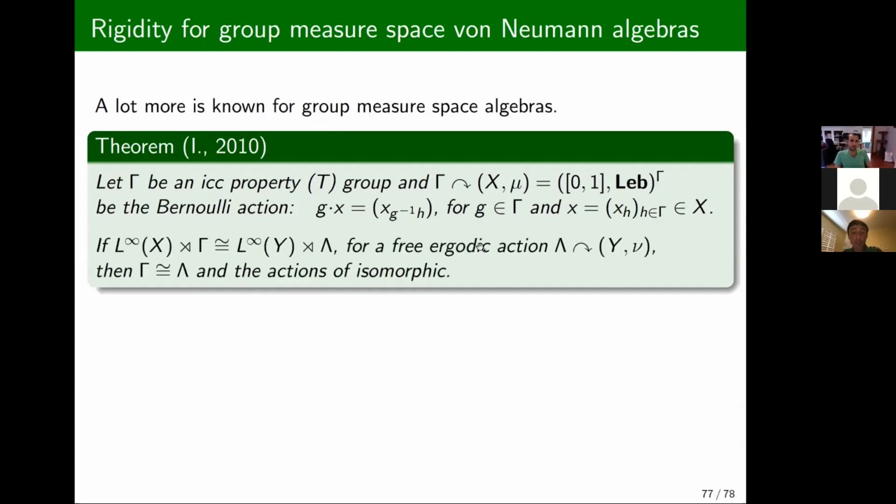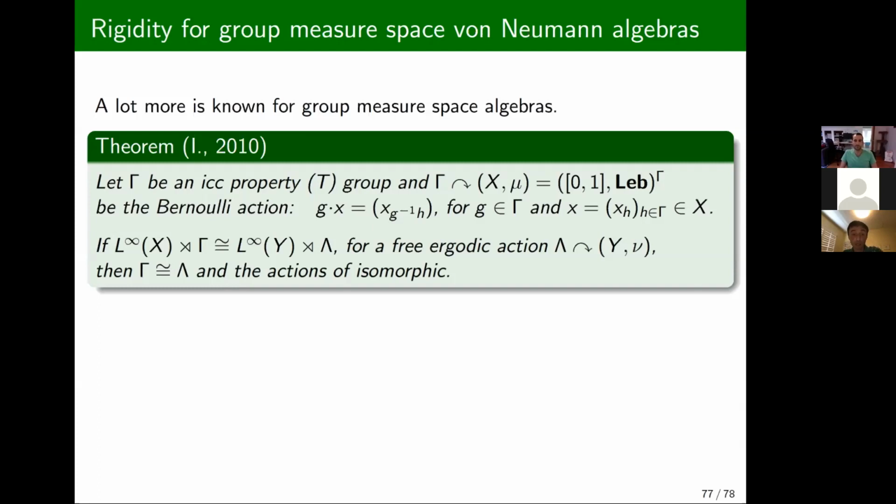And what I proved was that any such action is W-star superrigid, in a sense analogous to the notion for group von Neumann algebras. Precisely, if you have any free ergodic action of any countable group Lambda, which gives you an isomorphic von Neumann algebra, then the groups Gamma and Lambda have to be isomorphic, and the actions have to be isomorphic. So this is saying that in the strongest possible sense, L infinity of X cross Gamma remembers the group and the action it came from. So this relates to property T groups.